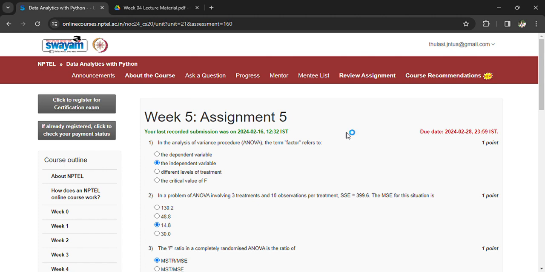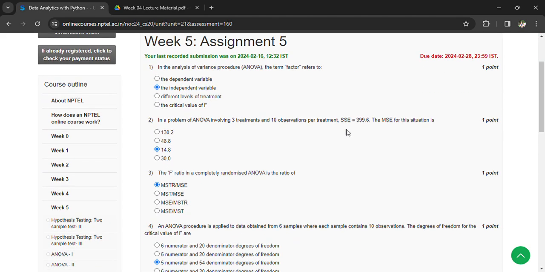In the analysis of variance procedure, ANOVA and ANCOVA are the two methods. Here they are telling about ANOVA. The term factor refers to the independent variable. In a problem of ANOVA involving three treatments and 10 observations per treatment, SSC is equal to 399.6. The MSE for the situation is 14.8. The F ratio in a completely randomized ANOVA is a ratio of MSTR by MSE.